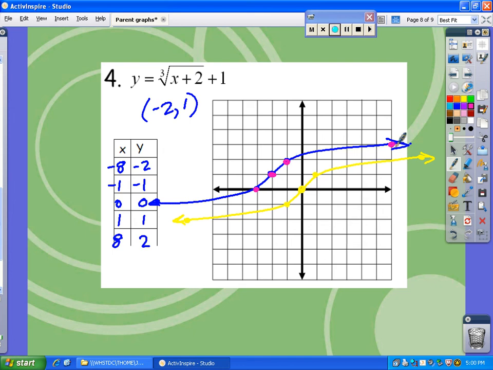So see here again, you get the same graph, whether you graph the parent graph first and then do the transformations, or do the transformation and you do vertex first and then use your parent pattern to complete the graph. It's very important, however, that you know these 4 parent graphs. So if you need them again, go back and watch the video again.